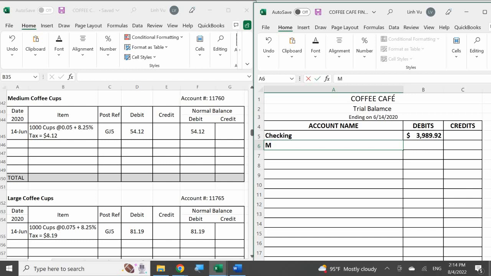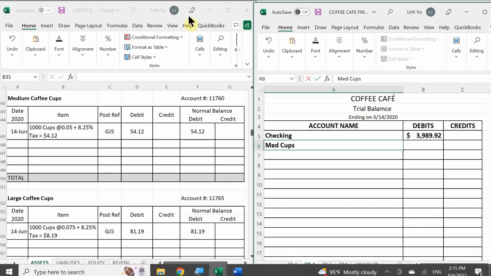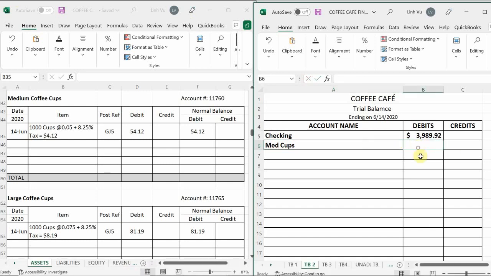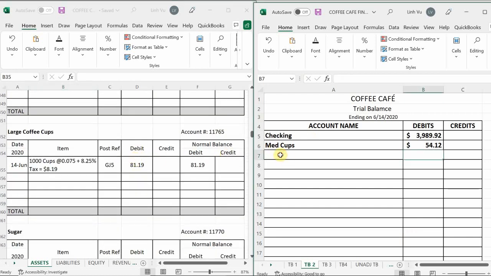Yes, so in this case, again, you can use abbreviations for your trial balance because we're only testing to see if you did your accounting accurately. We don't really care for you to list out every single account name and title. So this one I use MED for medium, and then cups. What's my current balance in there? $54.12 on the debit side. Okay. What else did I buy? Large cup.